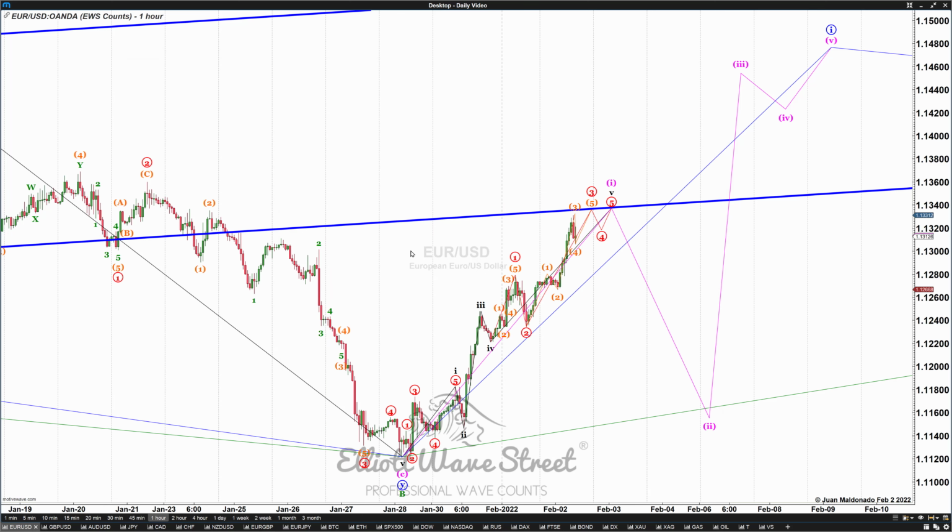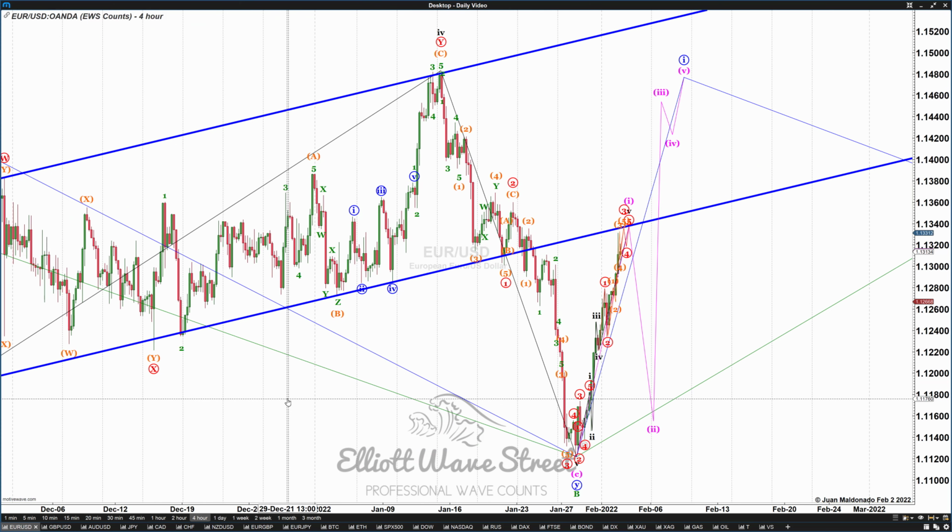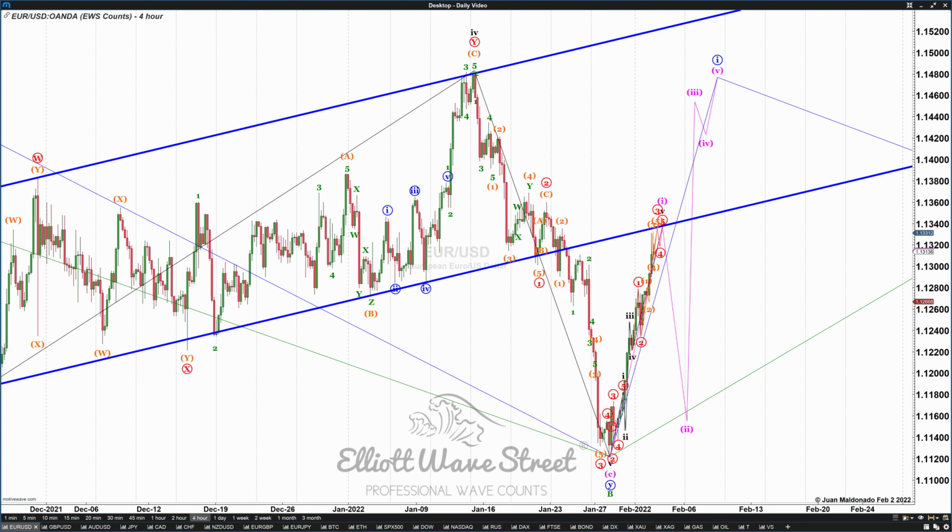All right, traders, so let's talk about the live market. So this is the euro. I would like to start from the 4-hour chart. If you have been following the analysis on the euro, we have been following this plan. So first of all, let me move my chart a little bit more to the left.